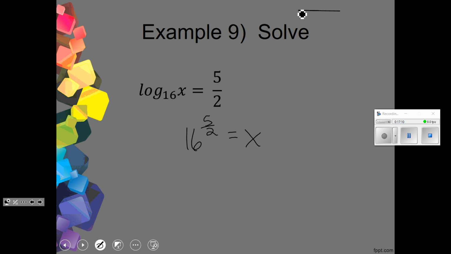Another way to do this is take it to radical form. What root is this? It is a square root because of the denominator, and this is 16 to the 5th power. Again, 16 to the 5th power is 1,048,000. Too much. It's a big number, and you can just take the square root of that, which y'all said came out to be 1024. Okay.